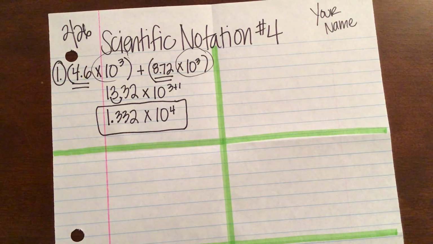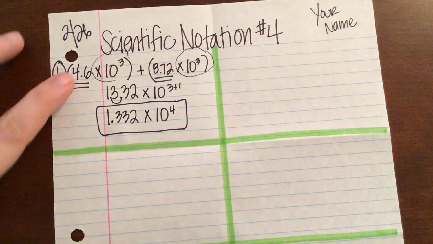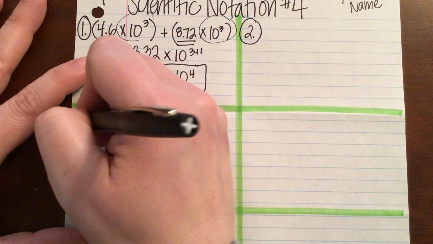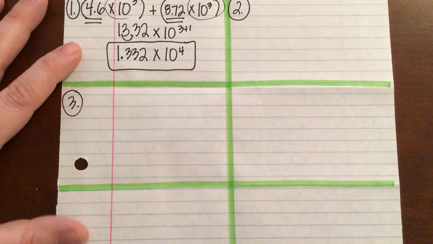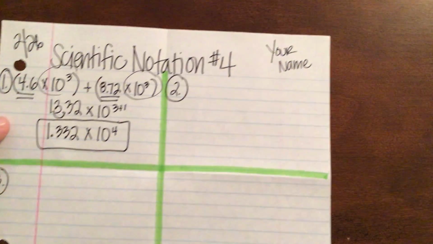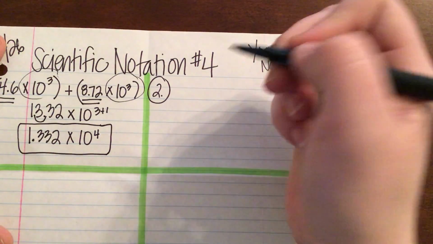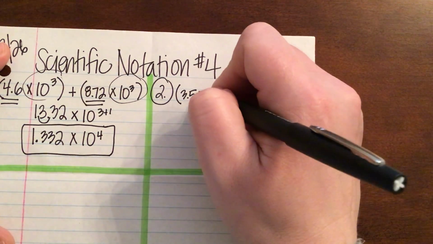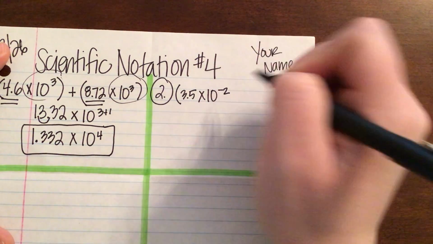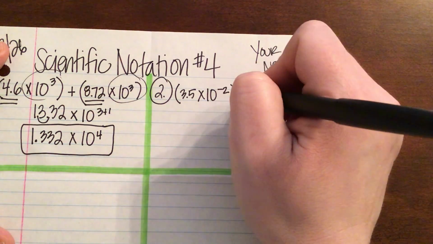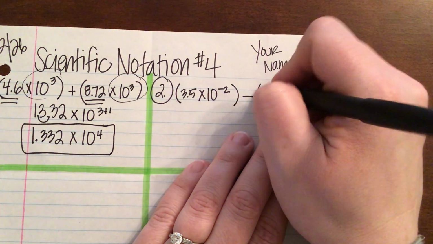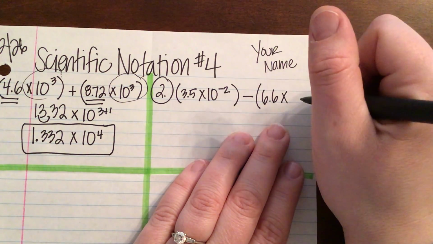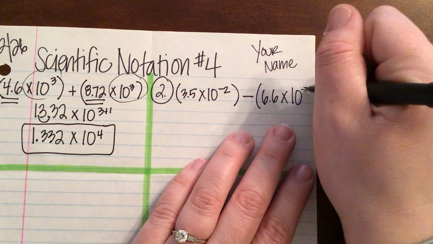Let's try another one. We'll come up to number 2 in a second. Let's go to number 3. It's another addition problem. Oh, wait, no, just kidding. Let's do subtraction. So we have 3.5 times 10 to the negative 2 minus 6.6 times 10 to the negative 3.